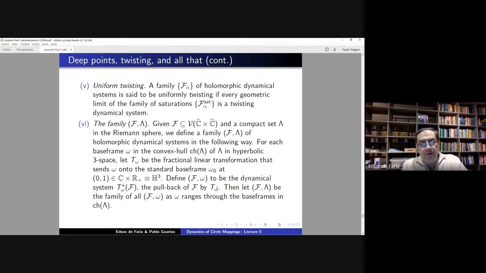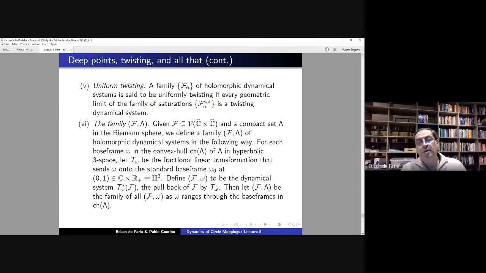Okay. All right, then finally, I need a concept that I'm not going to elaborate at all. I'm just going to say the following. You can ignore this item number 6 and the way it was written. So the way to think about this is the following. Given a holomorphic dynamical system and given any compact subset of the Riemann sphere, you can use these two objects to generate a family of dynamical systems. And the way it's done is, okay, so this compact set, you can think of it like this. You have the compact set in the Riemann sphere, and you think of the Riemann sphere as the boundary of hyperbolic three space.